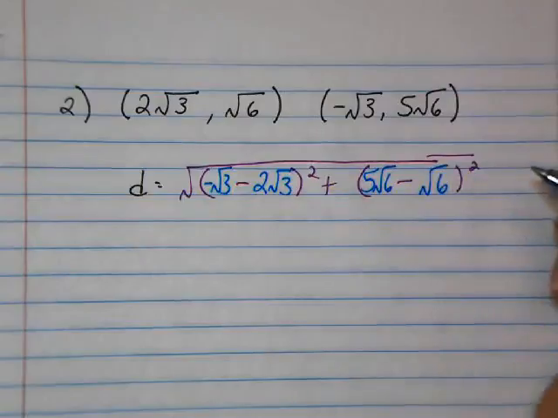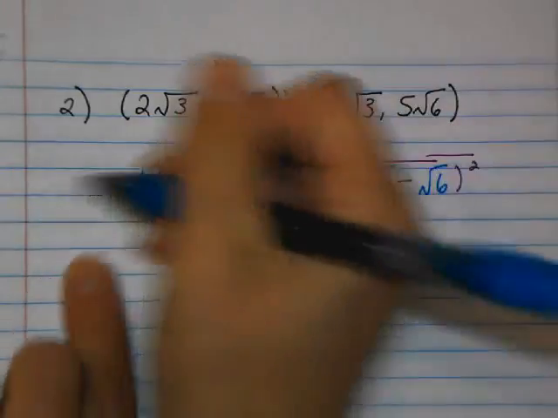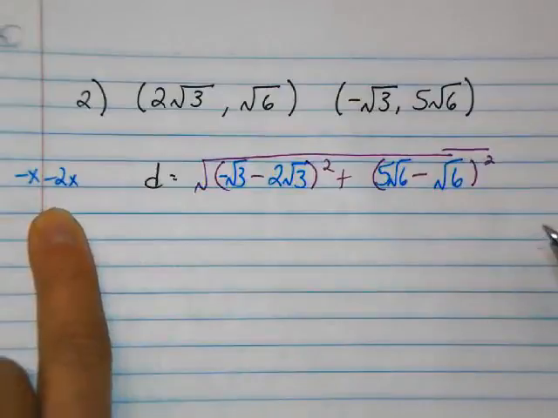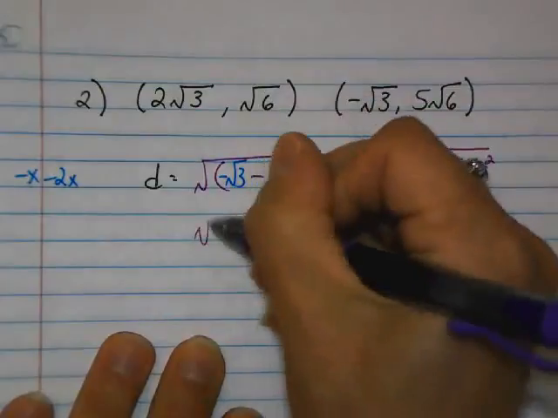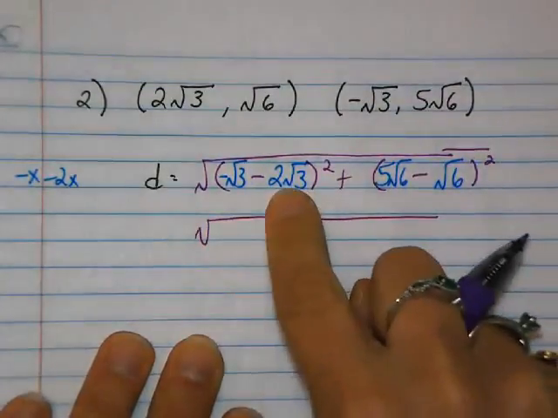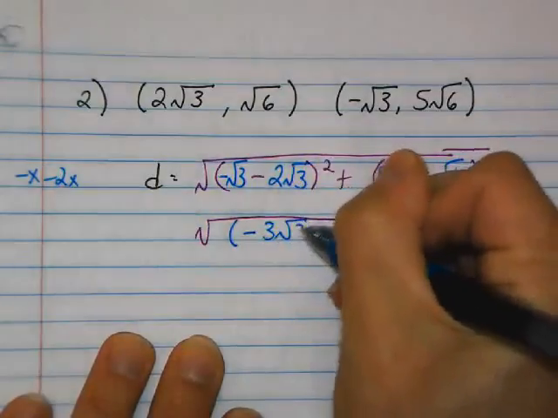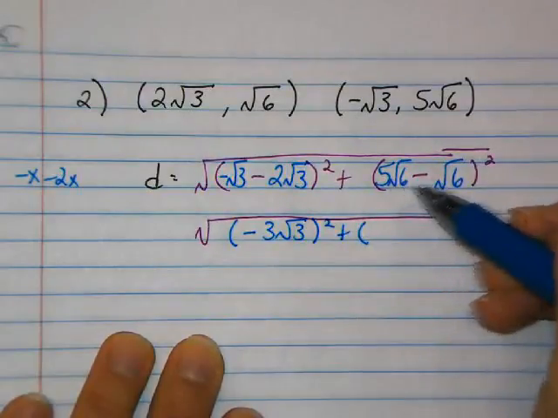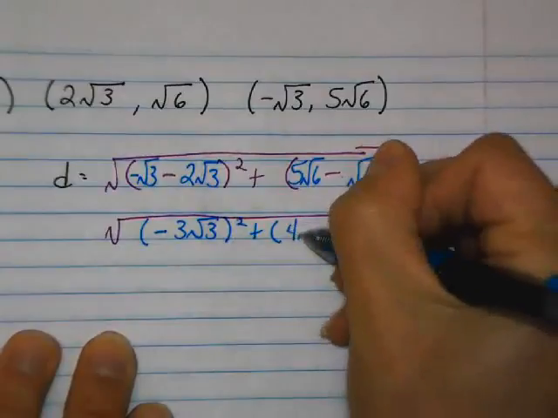Now one thing you can do if you're not that great with radicals is think of radicals as kind of like variables. So if I had negative x minus 2x, you'd say I have negative 3x. It's going to be the same thing here. If I have negative square root of 3 minus 2 square roots of 3, I get negative 3 square roots of 3 quantity squared, plus 5 square roots of 6 minus the square root of 6. That would be like 5x minus x, which gives me 4 square roots of 6 squared.